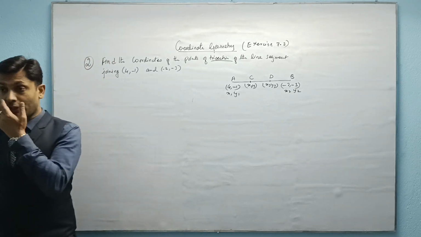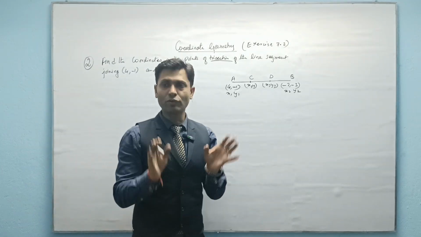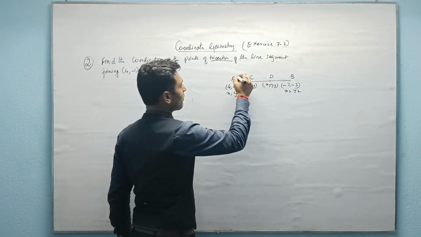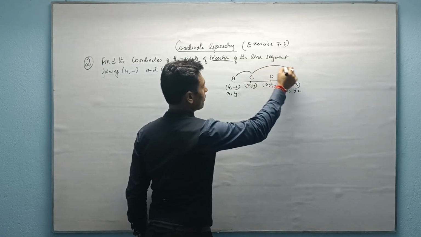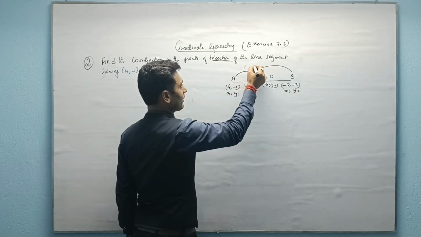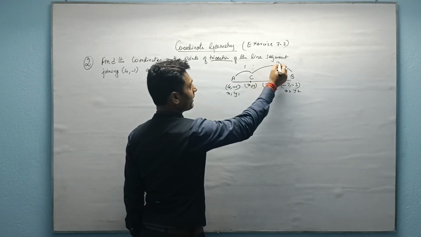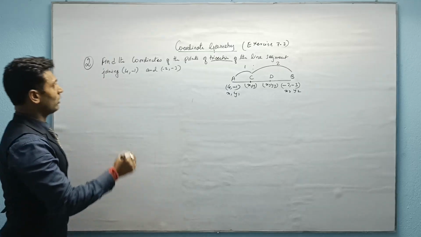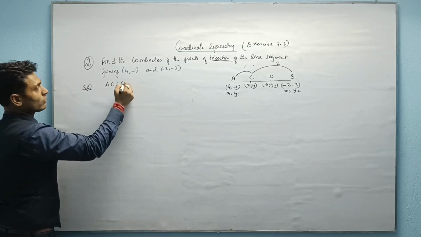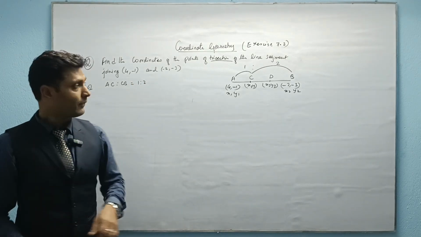Now the ratio is not given. So how will we find the ratio out here? It's very simple. You determine how many segments there are. Three segments. So let's say I want to find the ratio of AC to CB. AC is how many parts? One part. And how many parts is CB? Two parts. So the ratio of AC to CB is 1 to 2.